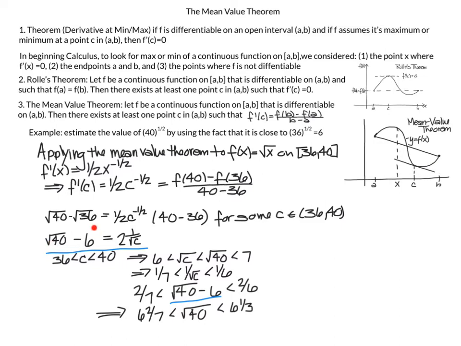I have my square root of 40 minus 6 here is equal to 2 times 1 over the square root of c. So I'm going to substitute my 1/7 times 2 over here, and my 2 times 1/6 over here. And then adding 6 to both sides, I get the bound for the square root of 40 is between 6 and 2/7 and 6 and 1/3.